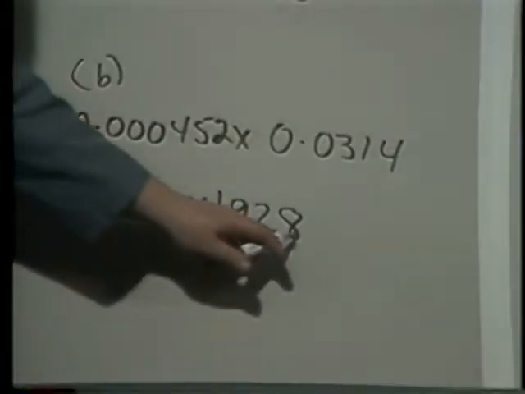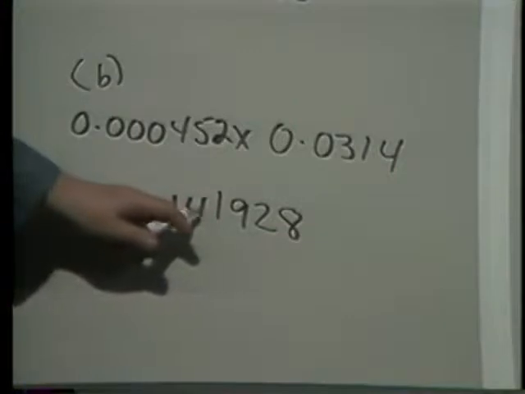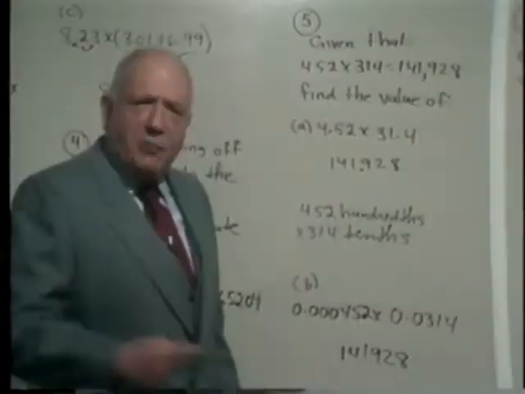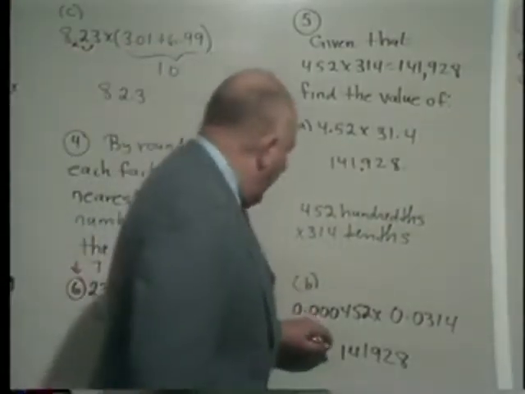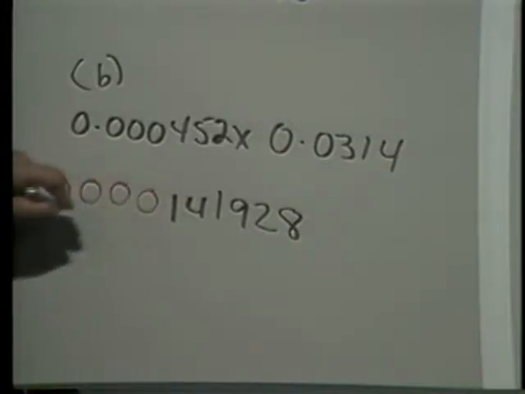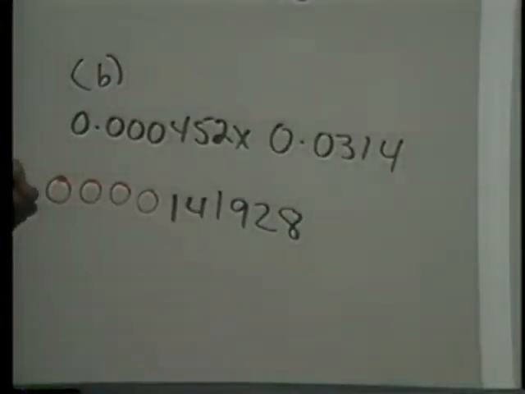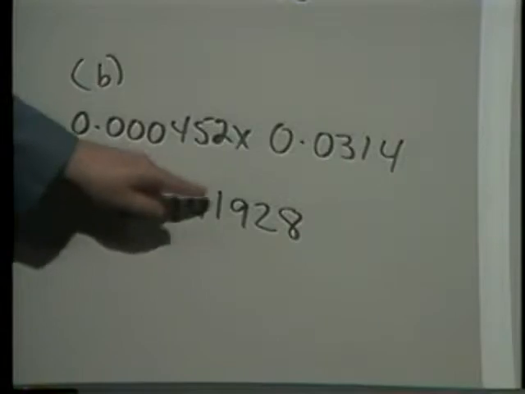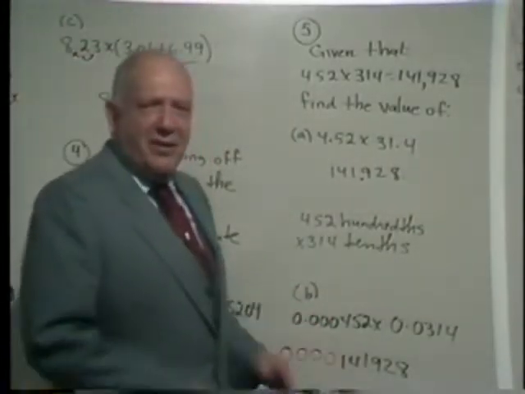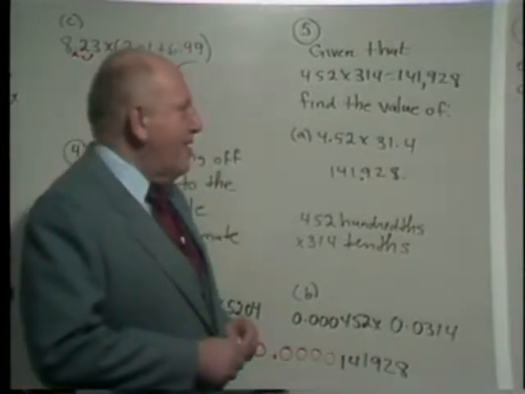The only trouble is, what do I have? 1, 2, 3, 4, 5, 6. I only have 6 digits. So what do I do? To indicate that I still have 4 more places to move the decimal point, I prefix, I guess that's the word. I annex at the beginning 4 zeros. And the answer to this problem is 0.0000141928. Okay? I don't even have to know how to read this number. It's just a mechanical process.